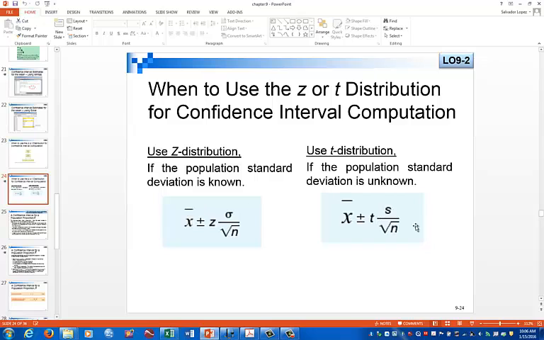And the two confidence intervals are x bar plus or minus z times sigma over the square root of n. This is when we know sigma. But if we don't know sigma, then we use x bar plus or minus t times s over the square root of n. And that's the end of section 2.